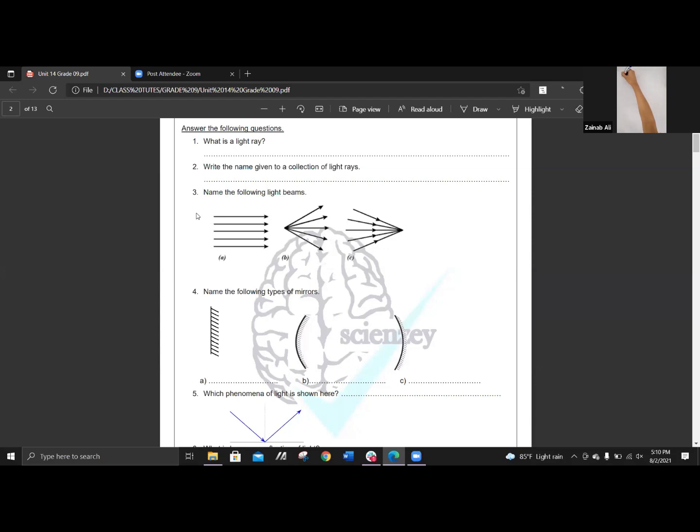Okay, so you have 3 questions, very easy questions. Can you all raise your hand if you can answer the first question? Minha Munir raised her hand first, so let's ask her. Minha, can you tell me what is known as a light ray? The path in which light travels is called a light ray. Very good. The path in which the light travels, you call it a light ray. So we'll write it down.